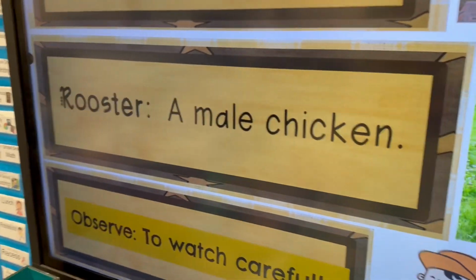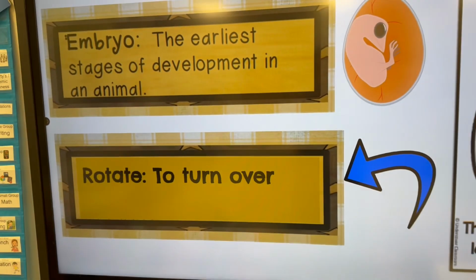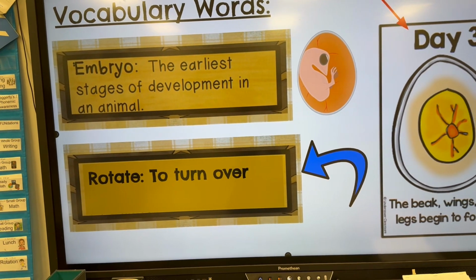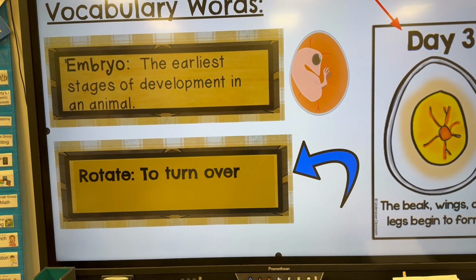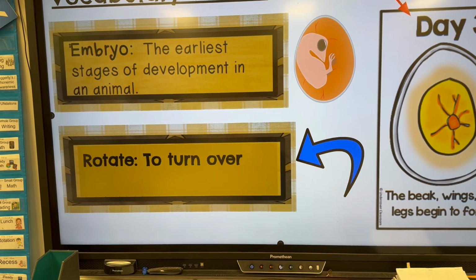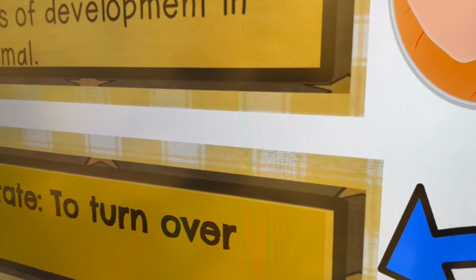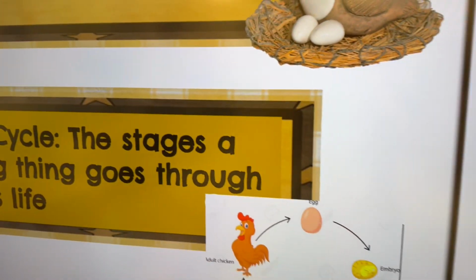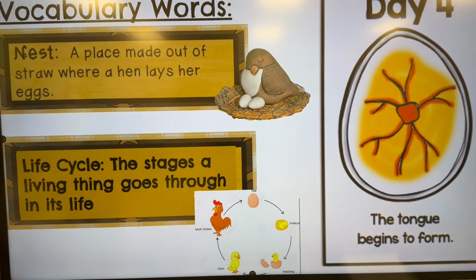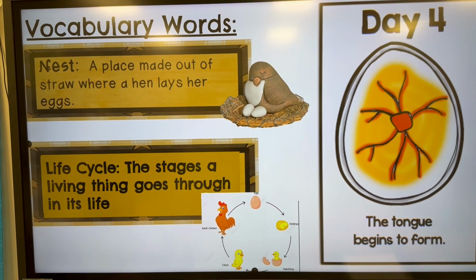On day 3, we learned the earliest stage of development in an animal is called what? And then we also learned our second verb, to rotate. How many times does the mama hen rotate the eggs in a day in a natural environment? Test yourself on these vocabulary words.